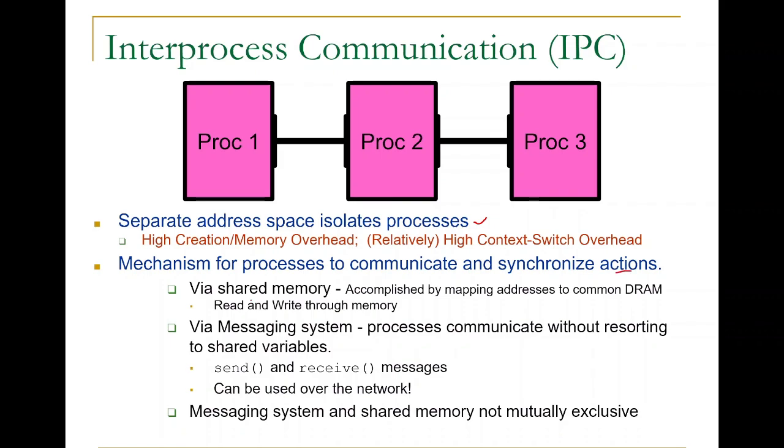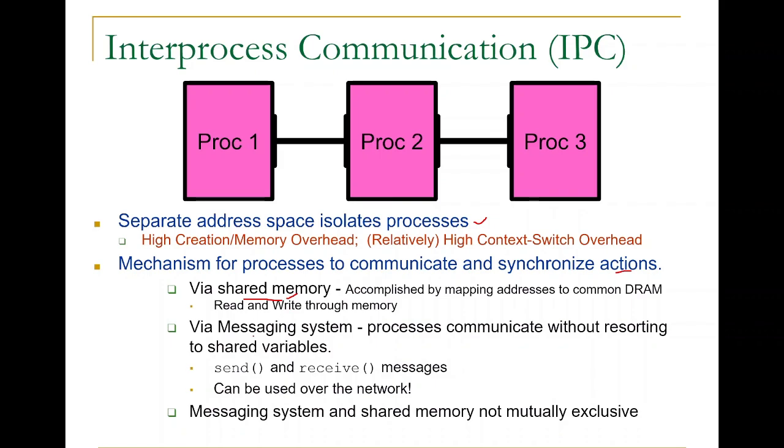Let's say we use shared memory. It is accomplished by mapping addresses to common DRAM, reading and writing through memory. So if processes need to communicate with each other, we need to be able to use that for them to communicate through their memory.